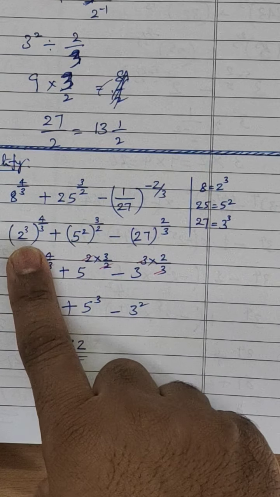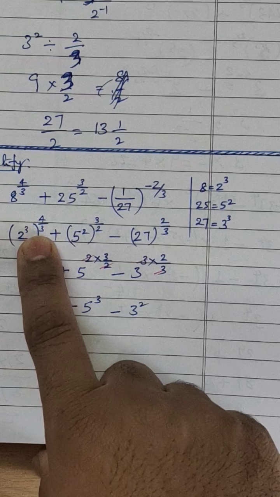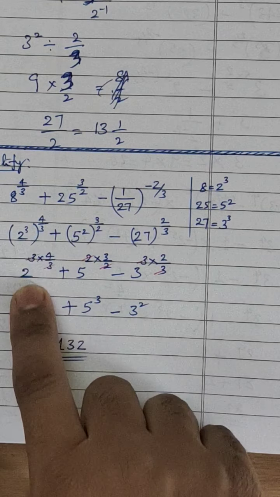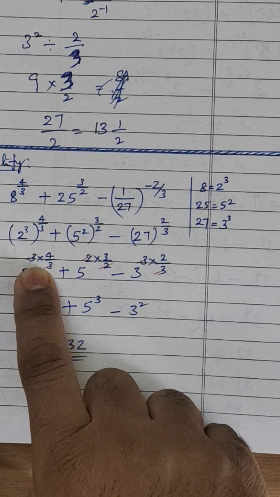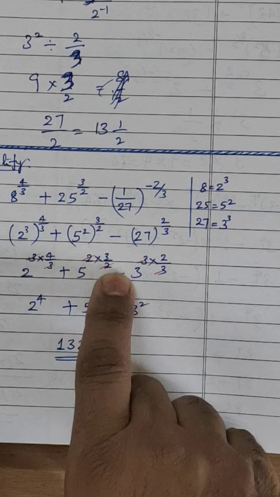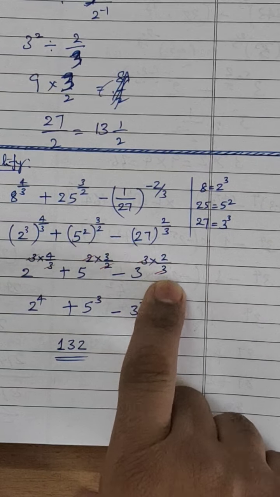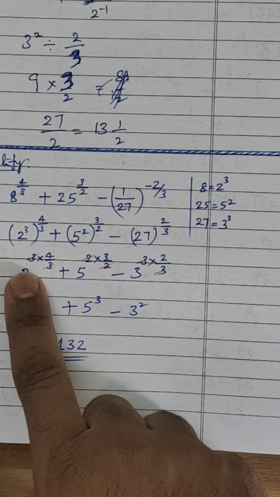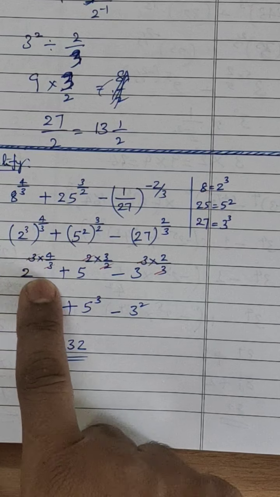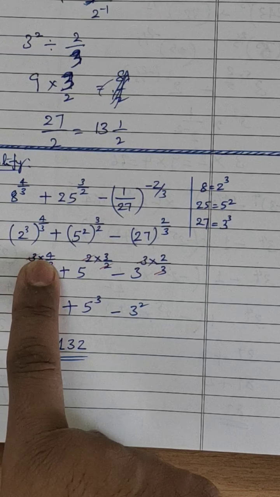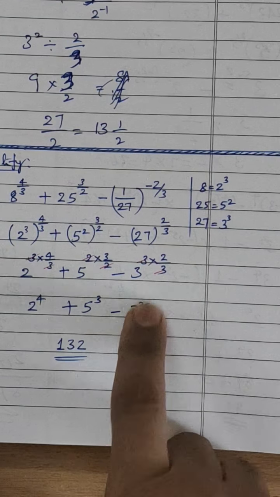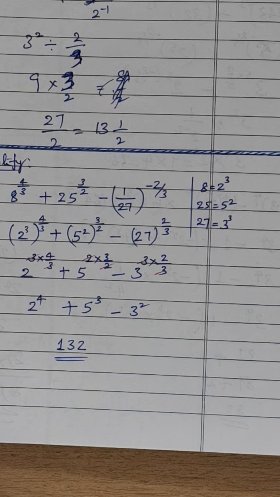So we are applying the formula a to the power of m whole to the power of n is equal to a to the power of mn. That has become 2 to the power of 3 into 4 by 3, 5 to the power of 2 into 3 by 2, 3 to the power of 3 into 2 by 3. After cancellation of same numbers in the numerator and denominator, we got 2 to the power of 4, 5 cube, 3 square. After simplification, we got 132.